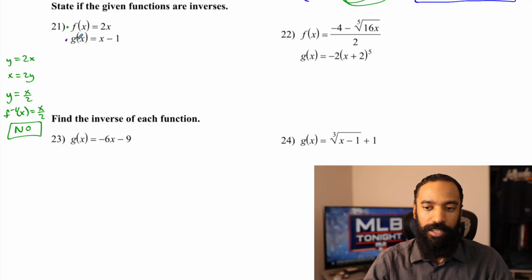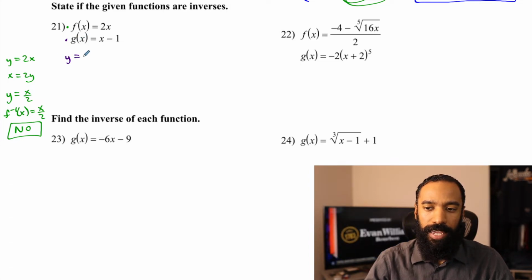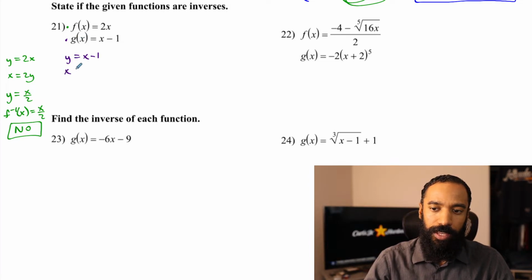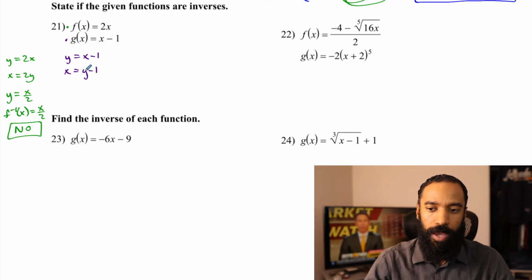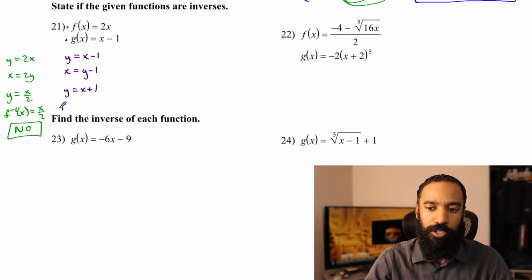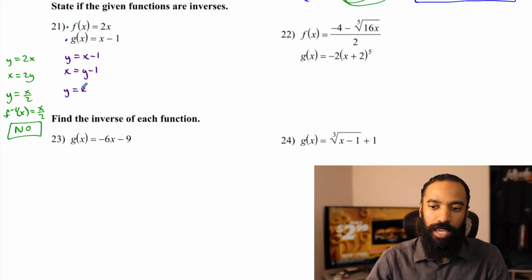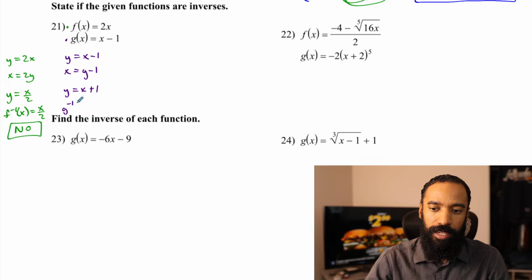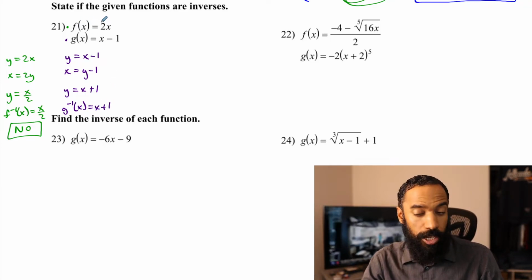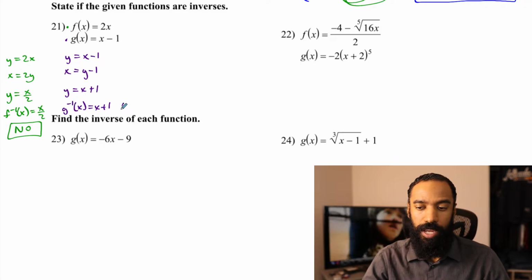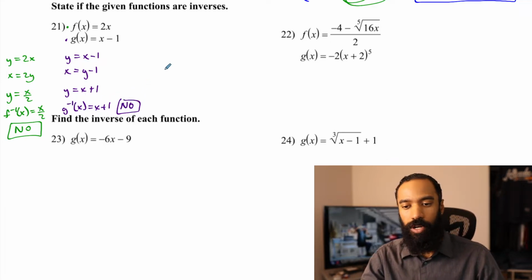Let's do it with g of x. Let's call that y equals x minus 1. Take its inverse, swap x and y. X is y minus 1. Solve for y, you get y equals x plus 1. In inverse notation, that is the inverse of g of x equals x plus 1. Because f of x is not x plus 1, this thing also is not an inverse there. You say no. So clearly those things aren't inverses of each other.